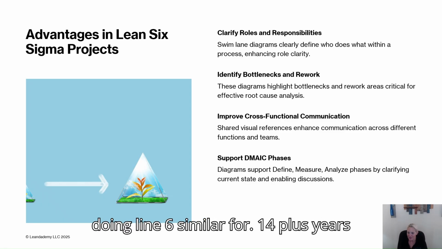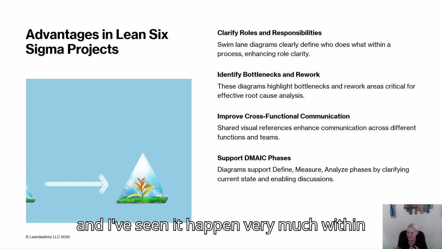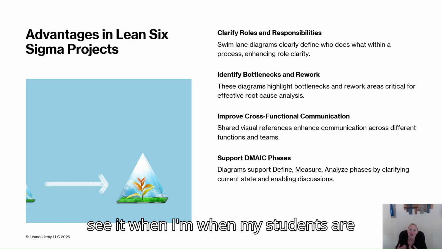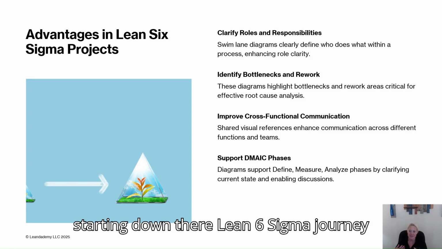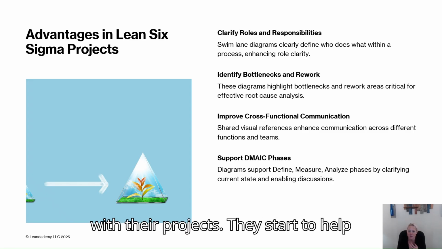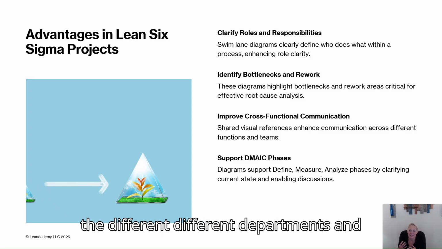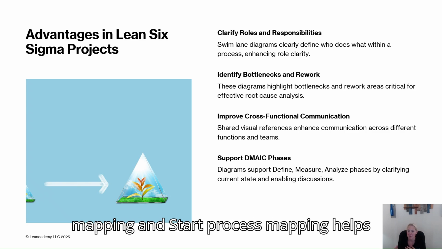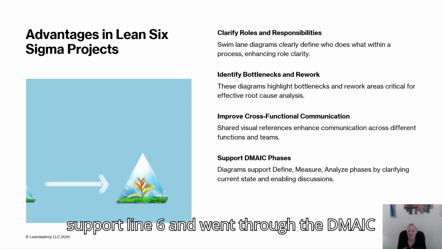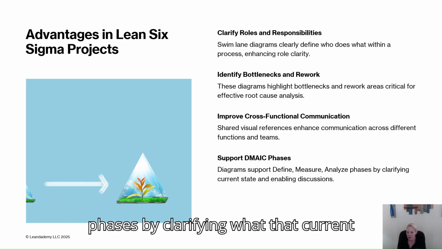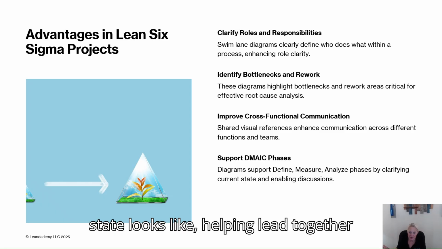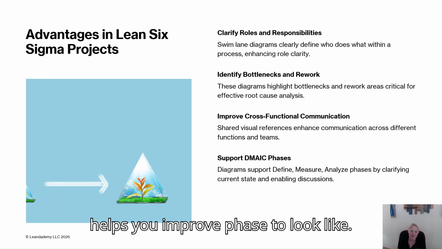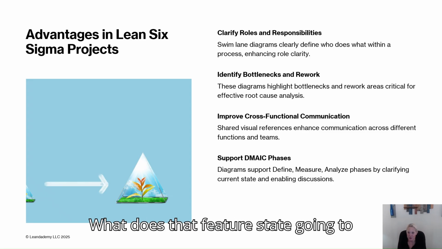I've seen it. I've been doing Lean Six Sigma for 14 plus years, and I've seen it happen very much when I'm working with my clients. I also see it when my students are starting down their Lean Six Sigma journey with their projects. They start to increase the collaboration between all the different departments and understand what systems are being used. Plus, process mapping helps support Lean Six Sigma through the DMAIC phases by clarifying what that current state looks like, helping you hold discussions when you get into the analyze phase, but more importantly, it also helps you in the improve phase to see what that future state is going to look like.